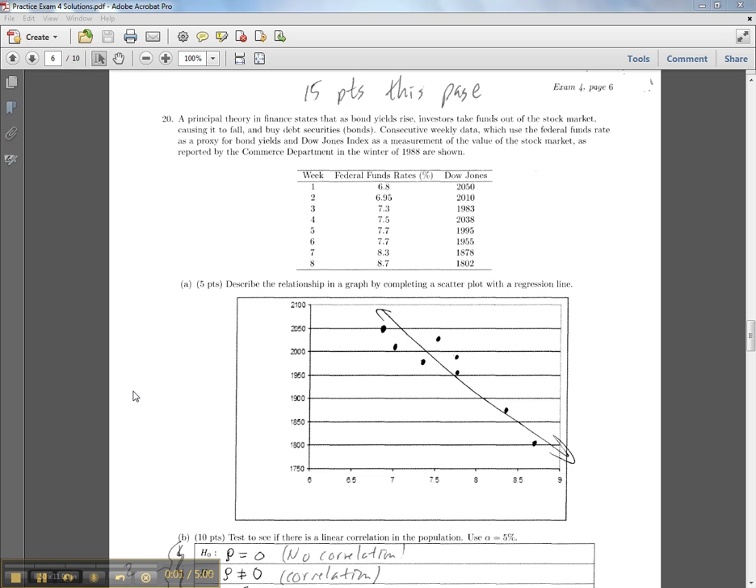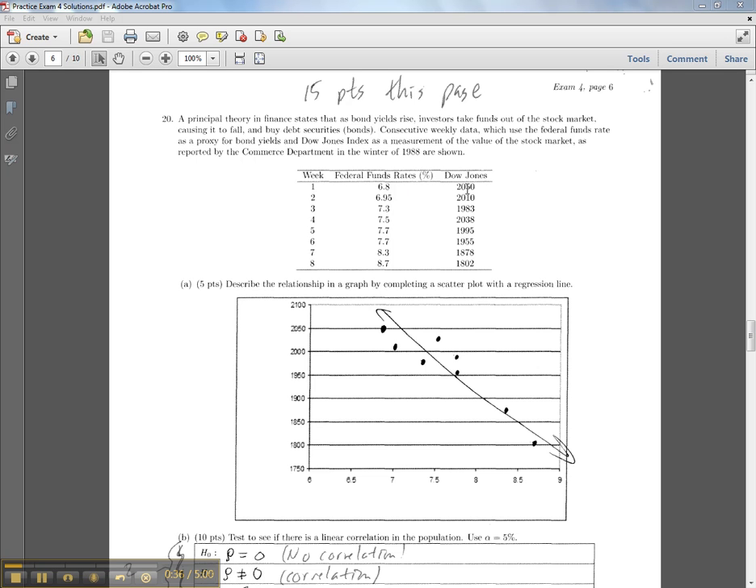Number 20 for the practice exam. A principal theory in finance states that as bond yields rise, investors take funds out of the stock market, causing it to fall, and buy debt security bonds. Consecutive weekly data, which use the federal funds rate as a proxy for bond yields, and Dow Jones Index as a measurement of the value of the stock market, as reported by the Commerce Department in the winter of 1998, are shown. All right, so let's look at this data table.